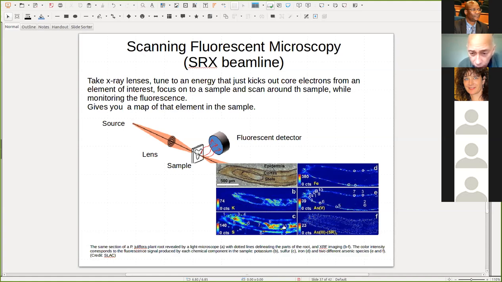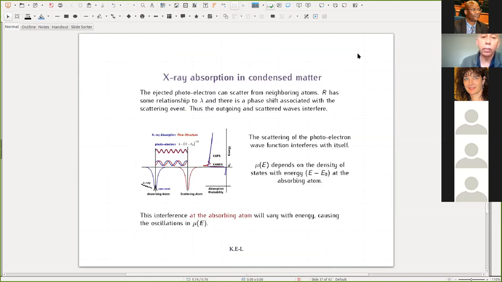So here's potassium. I don't believe that. And then let's see, there's iron, arsenic, and I'm not sure what this is. But the main point is that you can find where elements are in your sample. So this is an interesting application of fluorescence microscopy. So it's sulfur, iron, and two different arsenic species, okay. Oh, there it is, sulfur. There you go. So that's one kind of spectroscopic application.